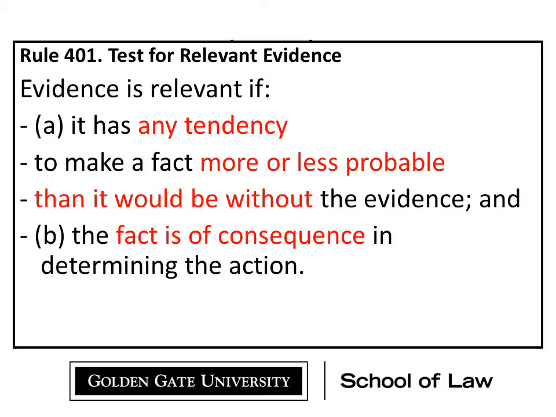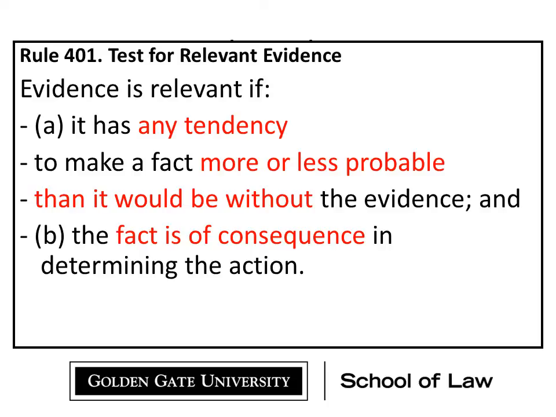All right? Make sure you keep those 2 groups of operative words married. More probable than it would be without it. So it has to have some tendency to be better, to move the ball a little bit than it would be without this evidence. So it's not more probable than not. It's not a preponderance of the evidence. It's more probable than it would be if we didn't have it. So is it better to have this testimony than it would be to not? Is it better to have this exhibit than it would be to not? That's your standard.